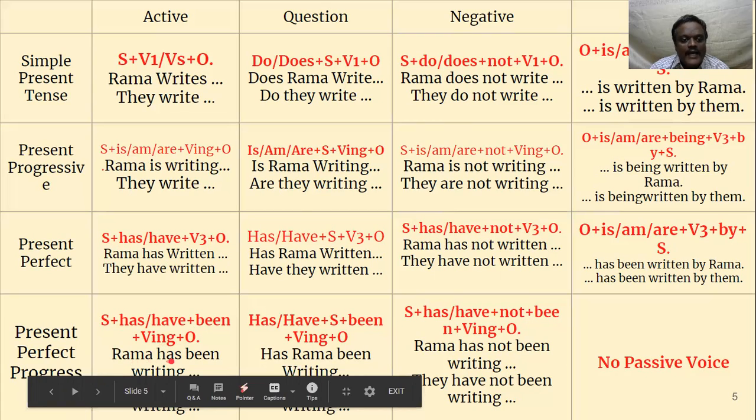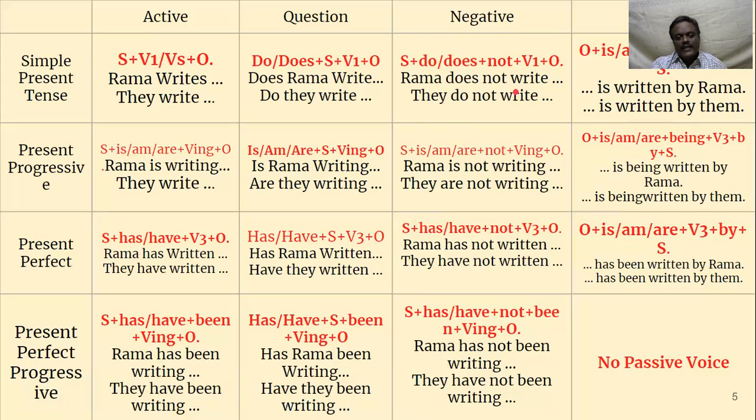So Rama has been writing a letter. In the same way, they have been writing. They is plural, so we have to use they have been writing a letter. In the same way, for a question, we have to bring the helping verb to the beginning of the sentence. So has Rama been writing a letter? Have they been writing letters? In the same way, negative: Rama has not been writing a letter. They have not been writing a letter.